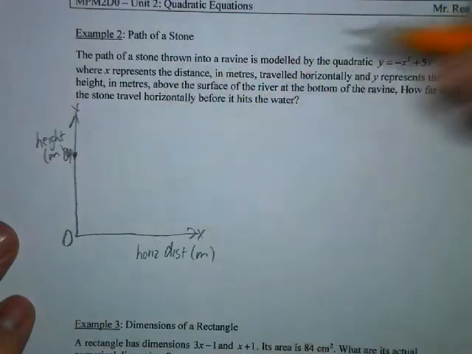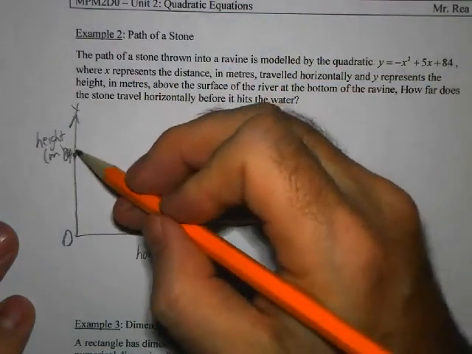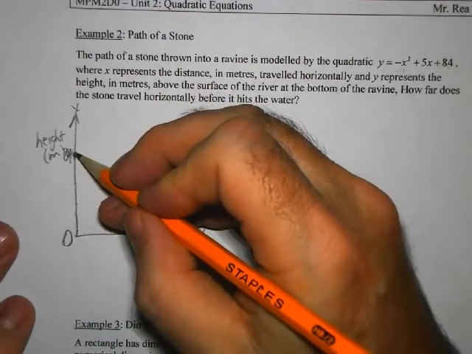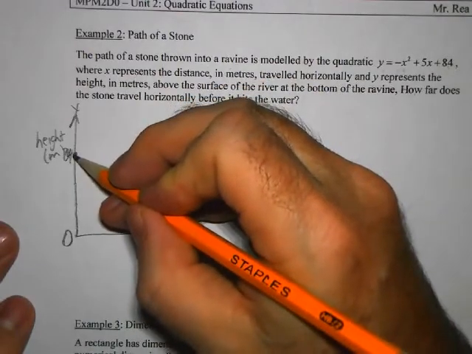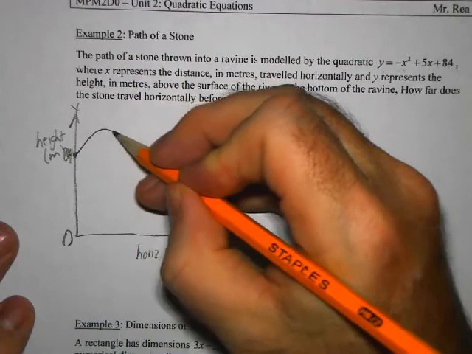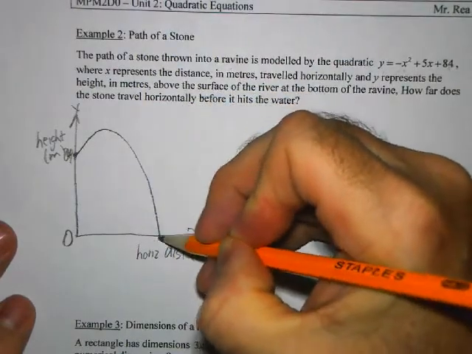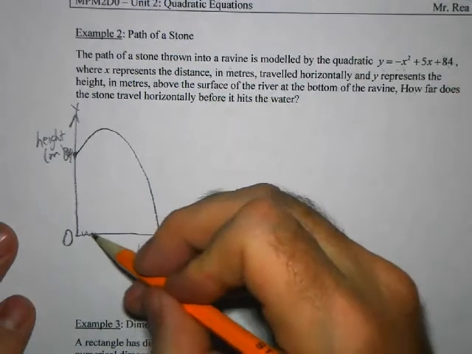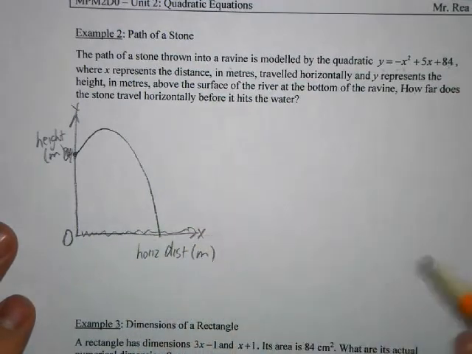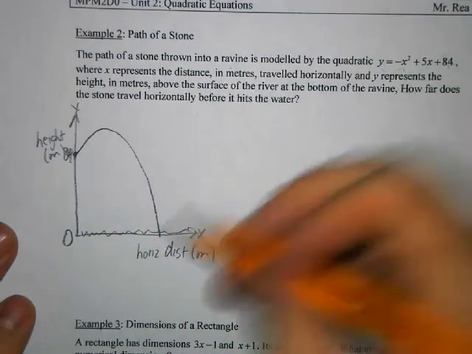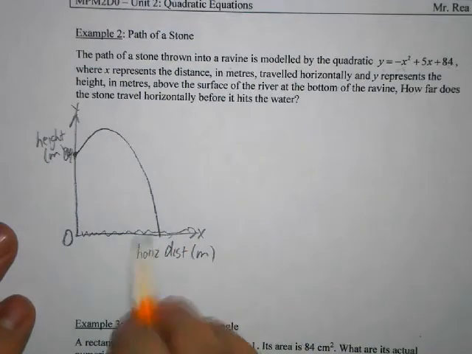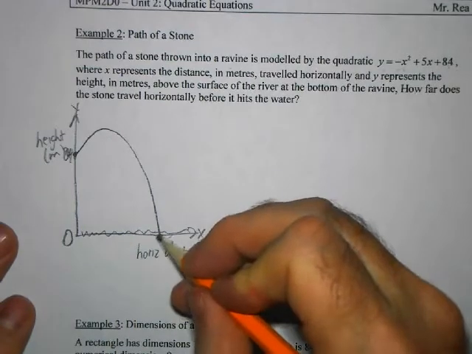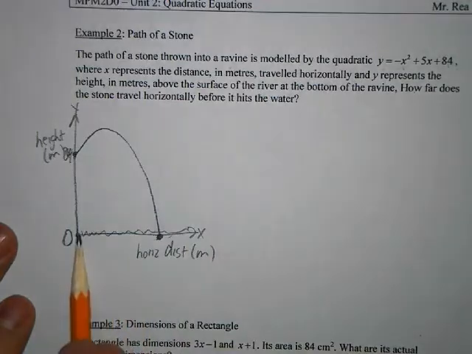And whenever you have a parabola and you throw something, you can assume you're throwing it upwards. So the stone's going to go upwards, and then gravity's going to take over, and it's going to plummet to the river down here. So this is the river, and what we want to find is that distance. So we want to know how far it traveled horizontally.